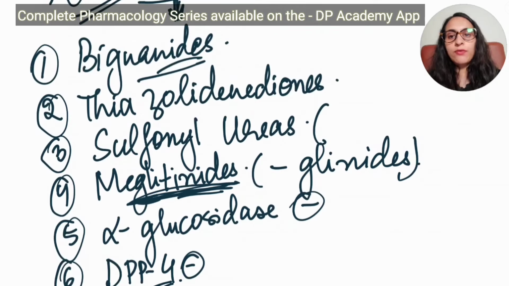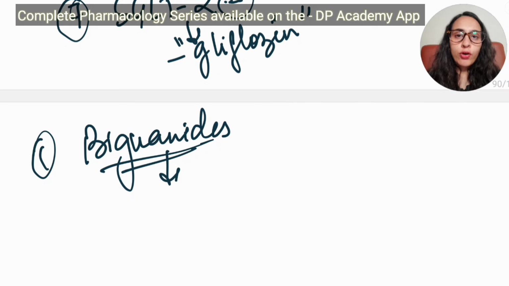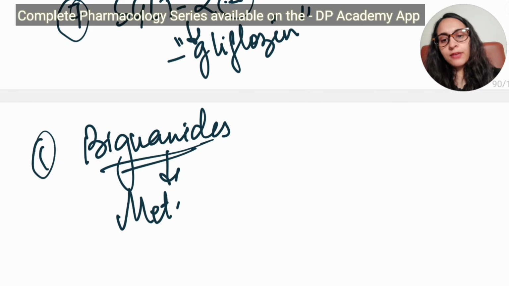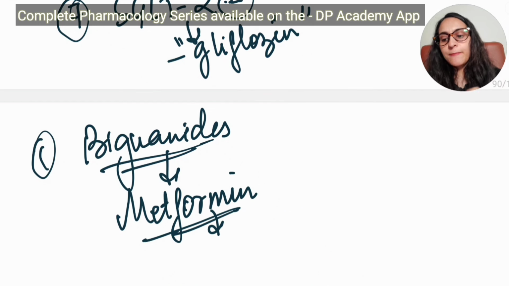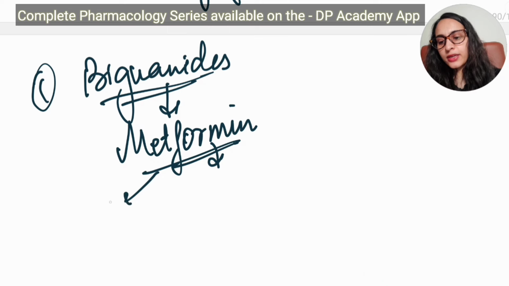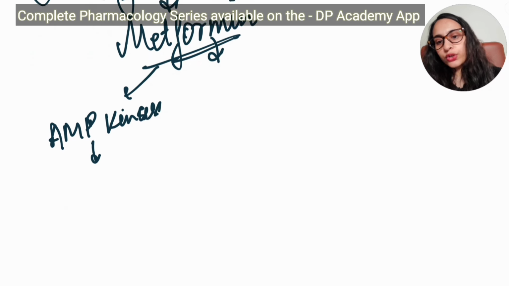So let's talk about them one by one. The first one is biguanides. Biguanides are drugs, for example, metformin, phenformin. Phenformin is not used nowadays because it causes an increase in lactic acidosis, and therefore the drug that we use most commonly in this category is metformin. In fact, all of you must have heard about the metformin drug. Now, the function of metformin is that it stimulates AMP kinase and it inhibits gluconeogenesis.